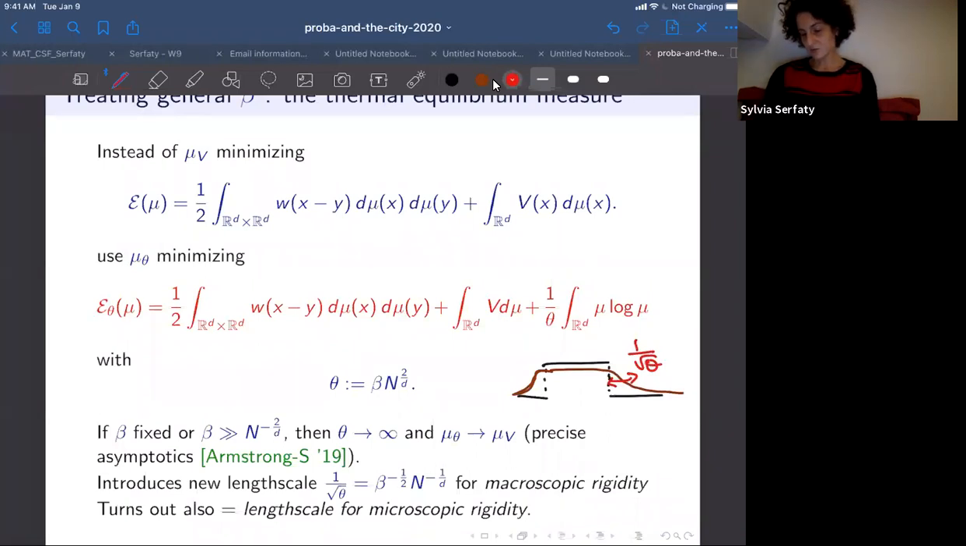So it means that the points don't really all stay in the support of the equilibrium measure. There's a little bit of outliers, and the outliers follow this tail. And this introduces this new length scale, 1 over square root theta, which I call a length scale for microscopic rigidity. Because this sort of transition layer is of scale 1 over root theta, but we will see just a bit later, it turns out to be also a length scale for microscopic rigidity. So this is an important length scale.